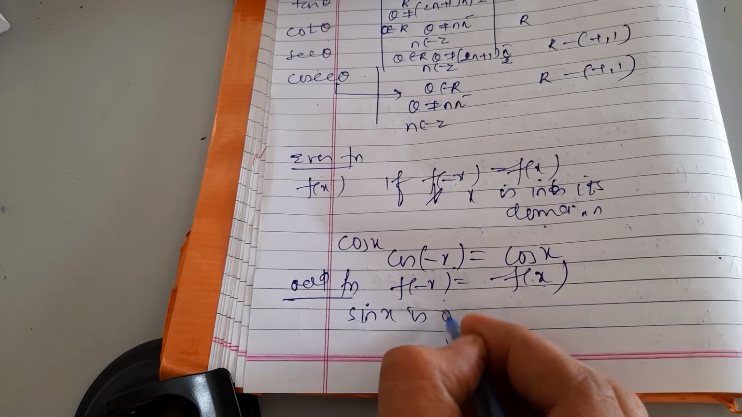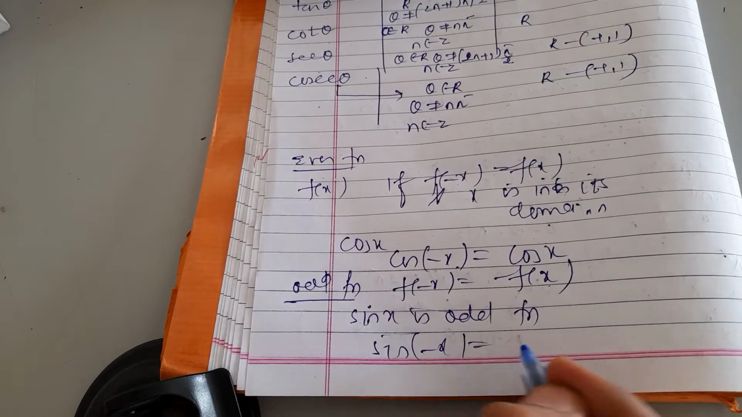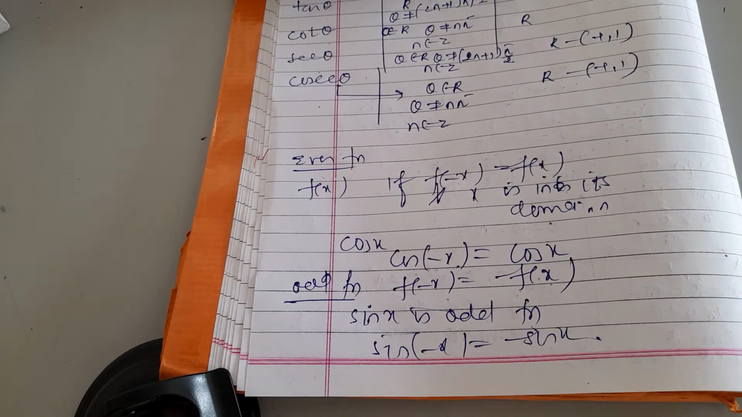Sine is an odd function, right? So you also have to remember that sine of minus x gives minus sine x. So cos and sec are even functions, while sine, cosec, tan, cot are odd functions, right? Now we will start our exercise 3.2.